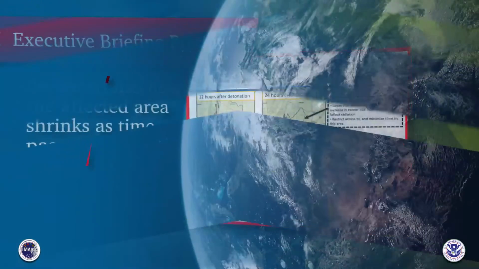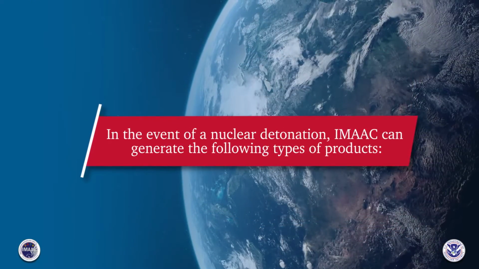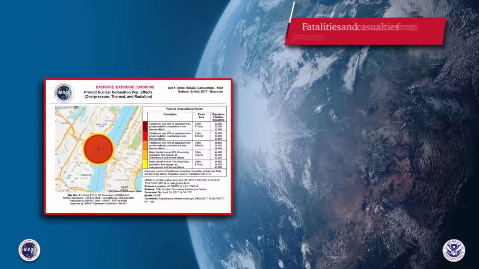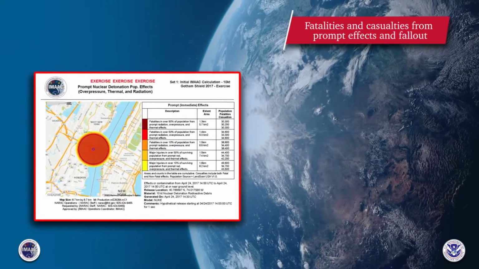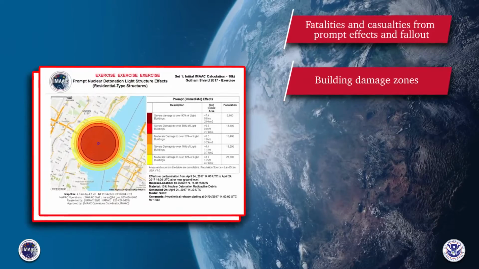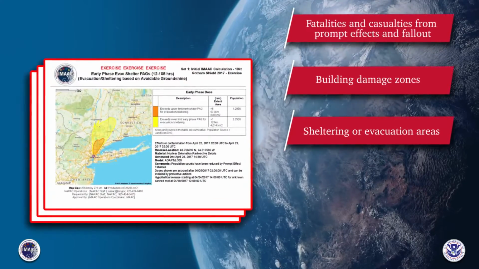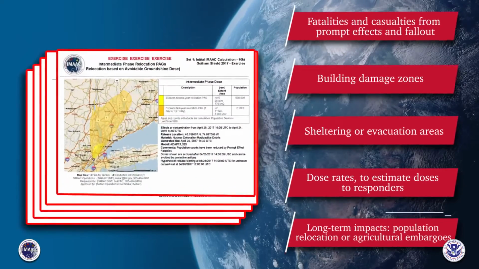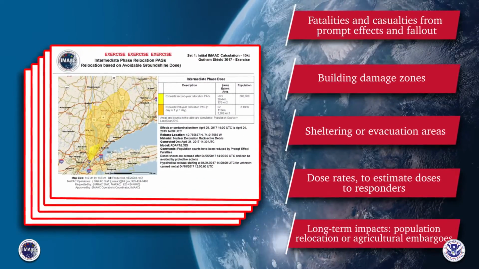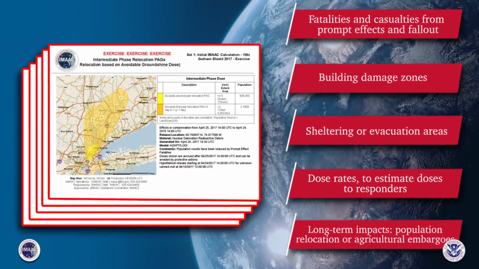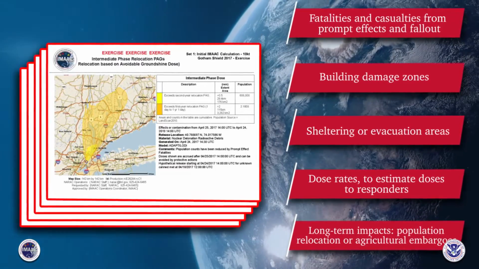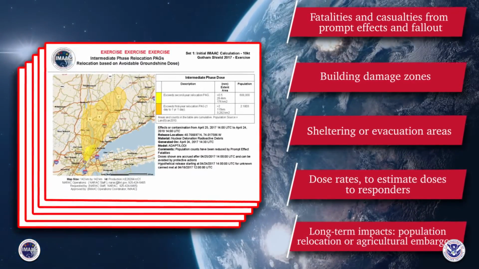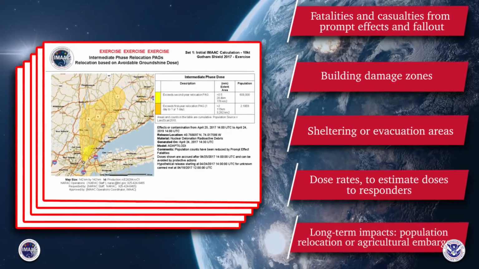In the event of a nuclear detonation, IMAAC can generate the following types of products: fatalities and casualties from prompt effects and fallout, building damage zones, sheltering or evacuation areas, dose rates to estimate doses to responders, and longer-term impacts such as areas that may warrant population relocation or agricultural embargoes. Our other videos in this training series provide more information on each of these types of products.